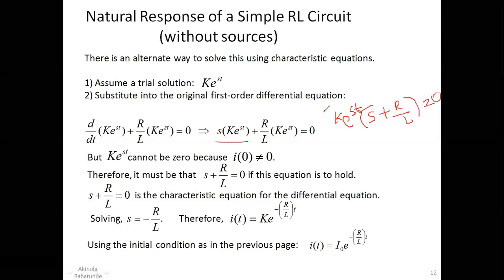All right. In mathematics, this looks more like two solutions. Either this is equal to 0 or this is equal to 0 will be the solution to this equation. And as we know, right from when we started, K exponential st can never be equal to 0. K exponential st cannot be equal to 0.